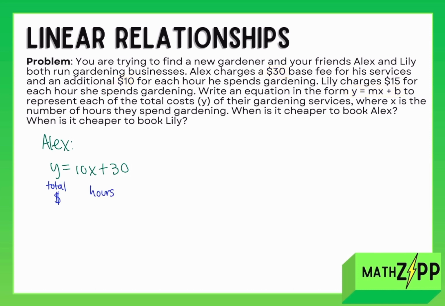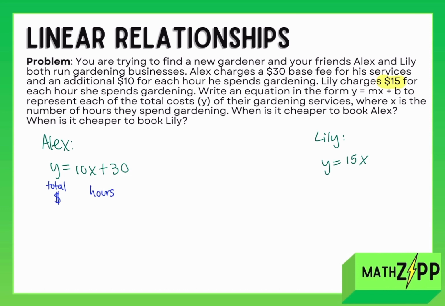On the other hand, Lily is charging $15 for each hour of gardening, which means the slope, or m, is 15, and she doesn't charge a base fee, so the y-intercept in this case would be 0. So the equation that represents Lily is y equals 15x, and we don't need to write a plus b because we have no starting point.